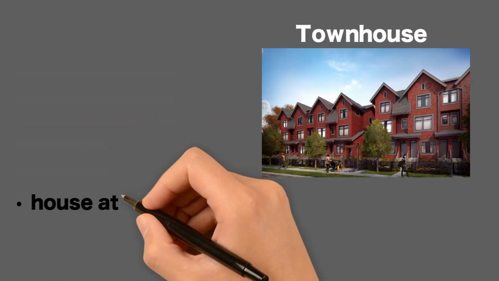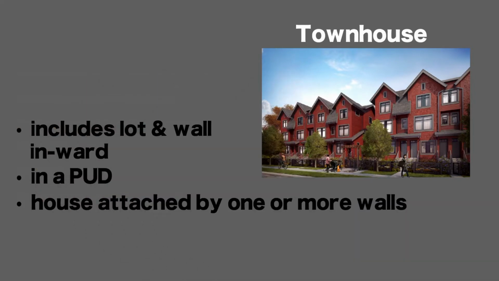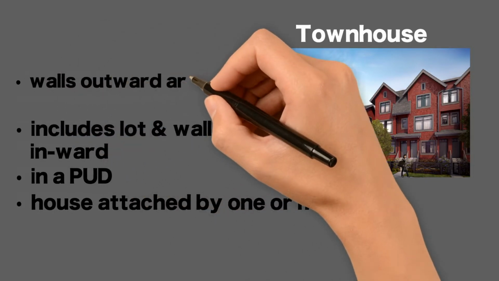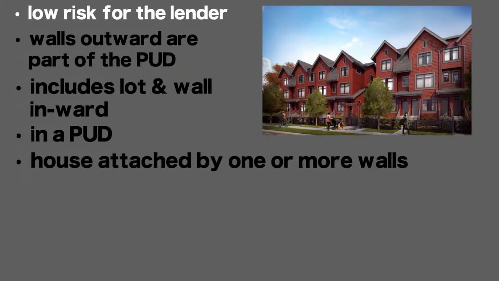Fifth, a townhouse is a house attached by one or more walls in a planned unit development. Ownership includes the lot and the walls inward. The walls outward are part of the planned unit development. Townhomes pose a low risk for the lender.